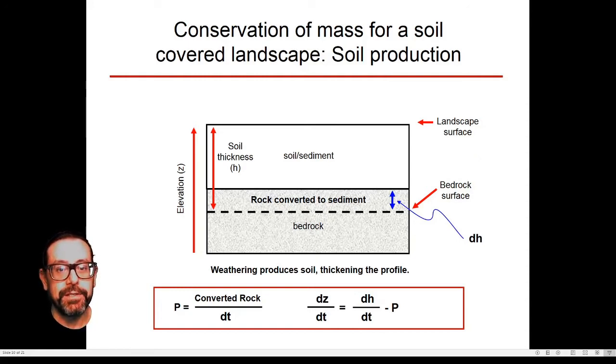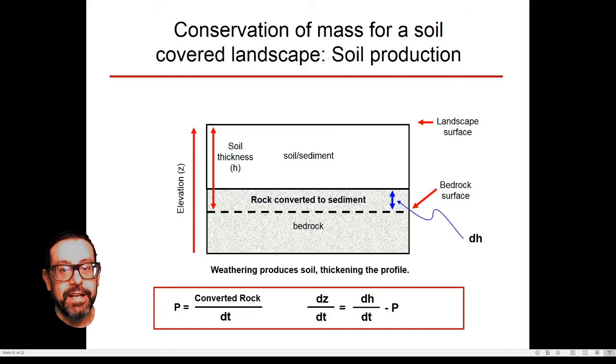And so weathering ultimately produces a thicker soil profile. We've represented that here on this diagram by saying that the soil production rate, or P, is equal to the amount of converted bedrock divided by the change in time. And so we can write a very simple equation that represents the process happening in this diagram, that says the change in elevation with respect to time, dz by dt, is equal to the change in the thickness of the soil profile, dh, with respect to time, dt, minus the soil production rate.